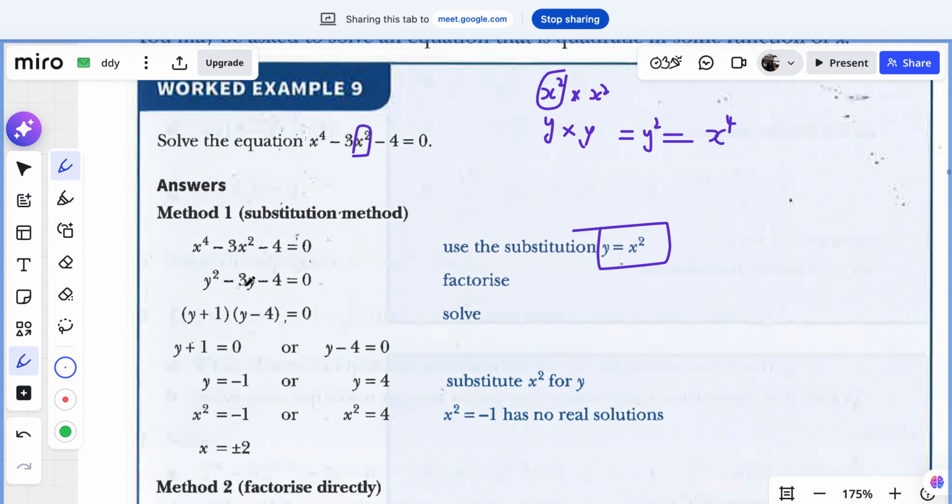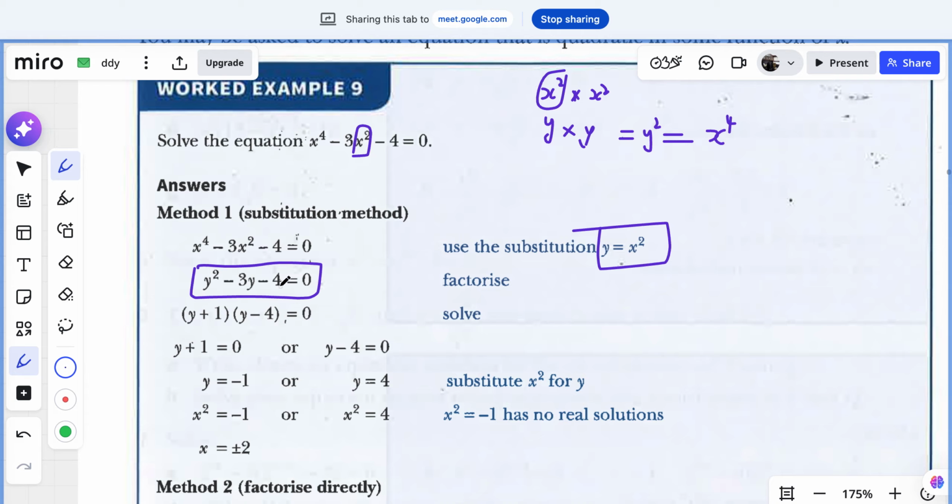That's what we just did. This one now will be minus 3y, and then minus 4. You see, it has reduced to a normal quadratic. That big problem, by using the substitution method, we've reduced it to a normal quadratic. So we're going to solve this quadratic. You look for two factors that, if you multiply them, you get negative 4, and if you add them, you get negative 3. That's negative 4 and 1, right?